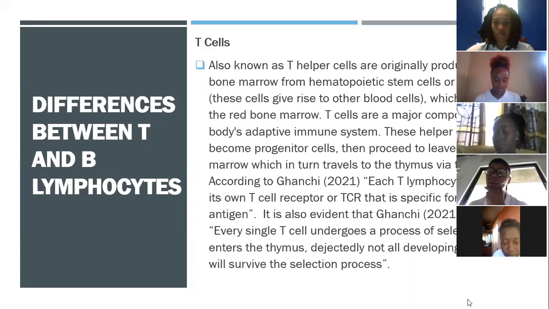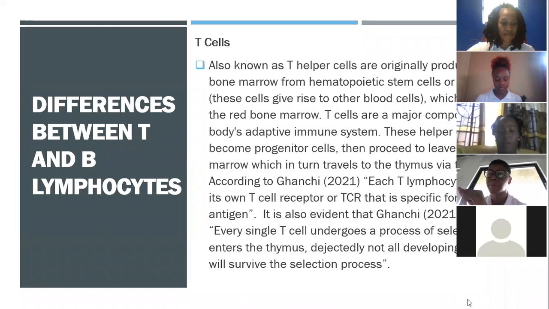Now for the differences between T and B lymphocytes. The T cells, also known as T helper cells, are originally produced in the bone marrow from hematopoietic stem cells, or the thymus. Now, these cells give rise to other blood cells, which occurs in the red bone marrow. Hope you guys are taking notes of this now. T cells are a major component of the body's adaptive immune system.